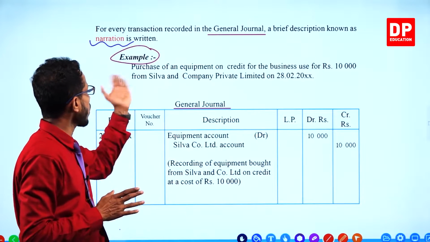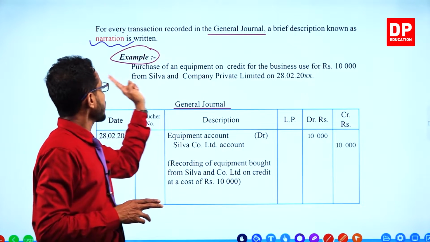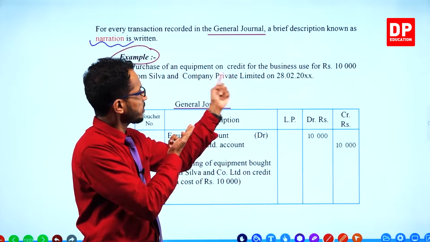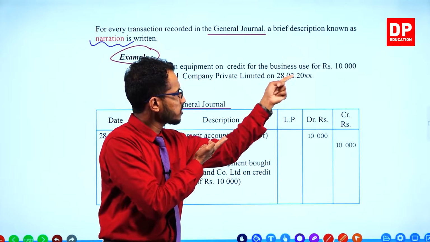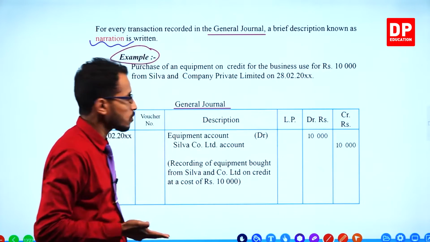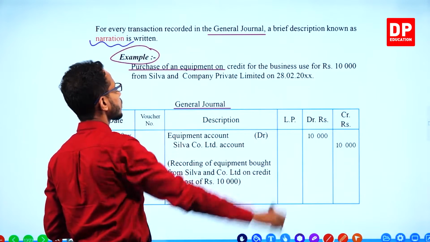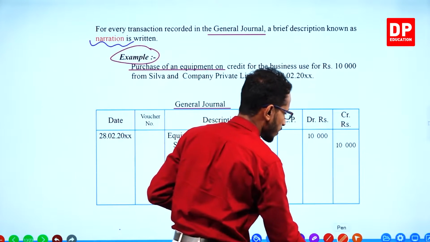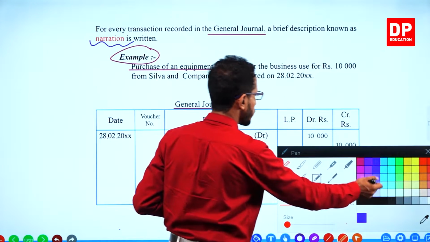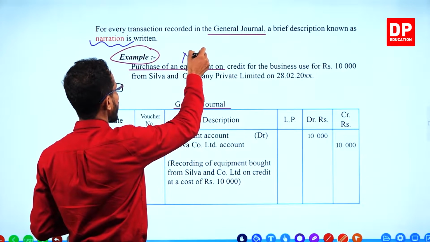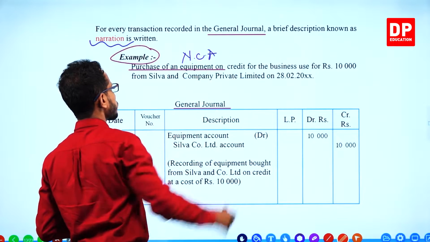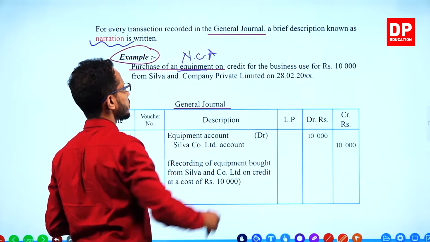Now, children, we have one example transaction. Purchasing of equipment on credit for business use, 10,000 rupees. All right. So it is a purchase. Equipment means it is a non-current asset. No problem about it. Equipment is a non-current asset.